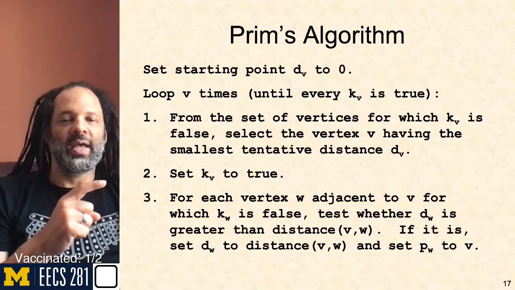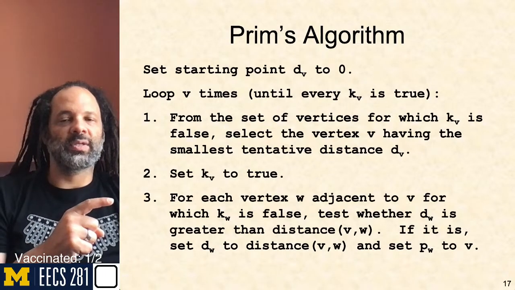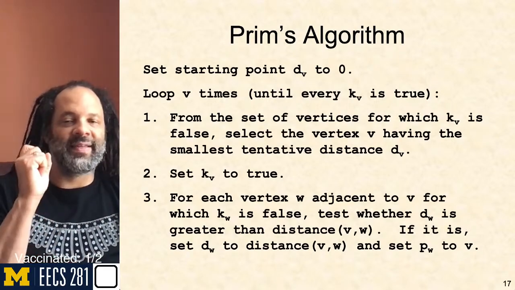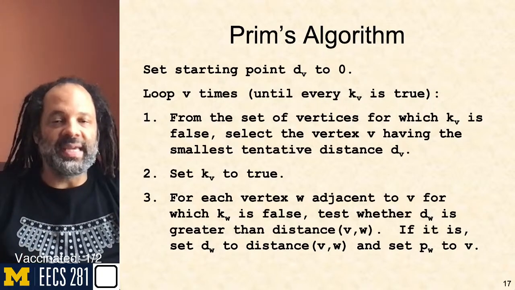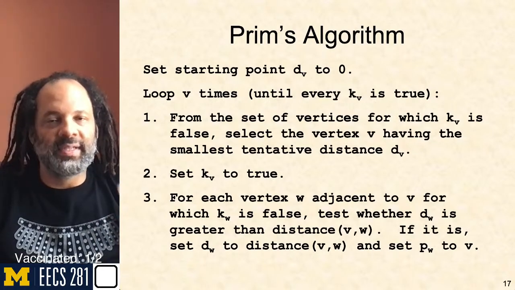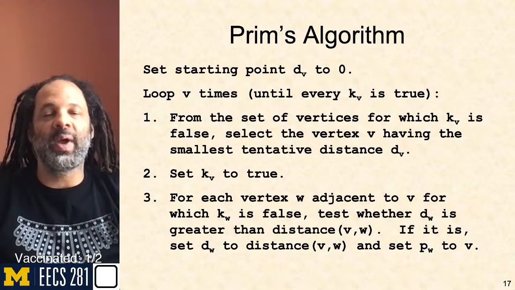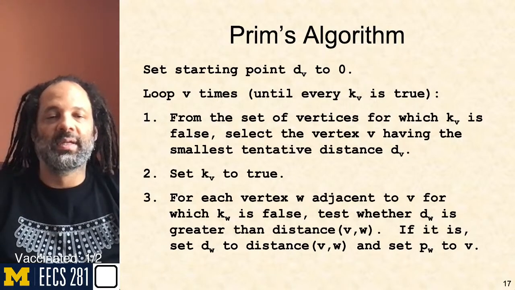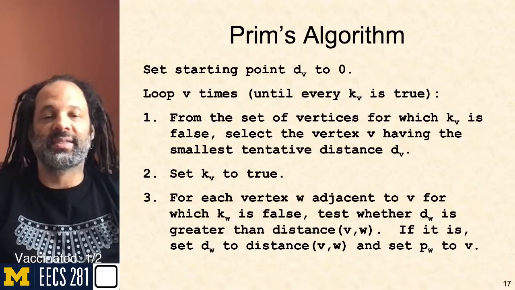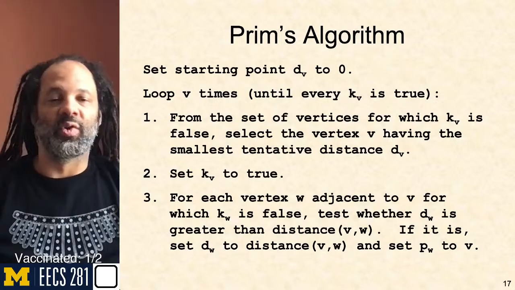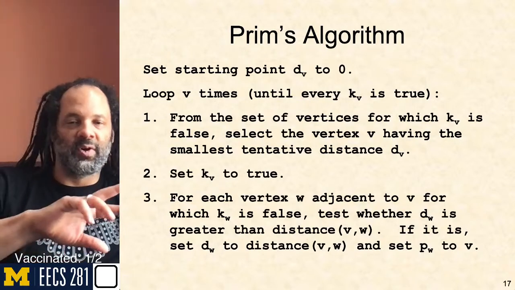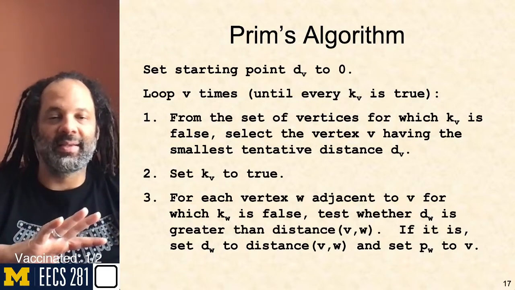We mark that as true, and then step 3, what we're going to do is go to every vertex that's adjacent to the point that we just chose. Everything that's adjacent to this v, right? That vertex that we chose, all of the vertices w that are adjacent to v, we're going to go through and see if they're false. Test to see if the distance from v to w is shorter than the distance that's already in the table. That's kind of an inversion of what's written here, but it means exactly the same thing.